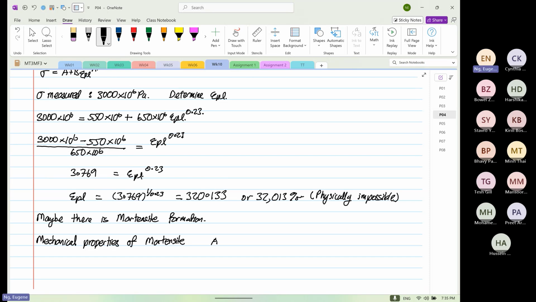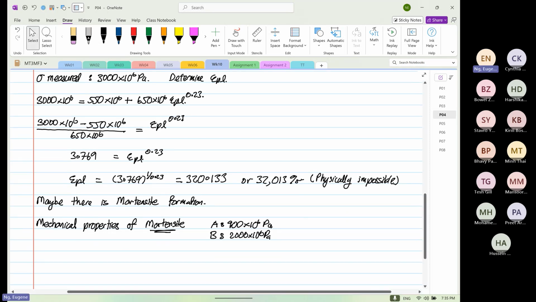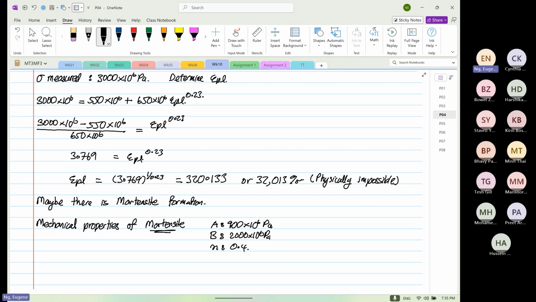So the A value is 900 times 10 to the power 6. When I saw this value, I started to panic. The B value for martensite is 2,000. Now all these are for martensite. And the N value is equal to 0.4. As I told you guys, I started to panic.